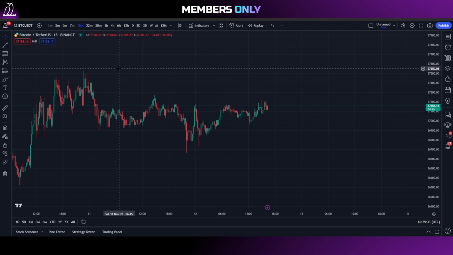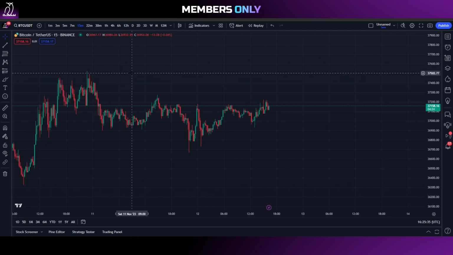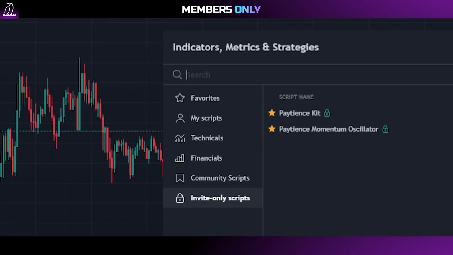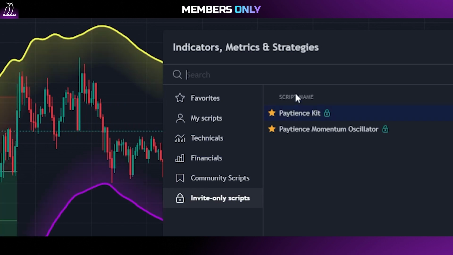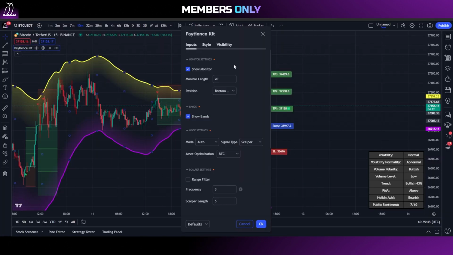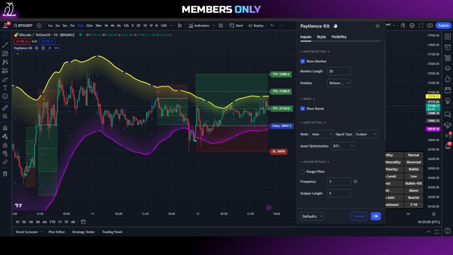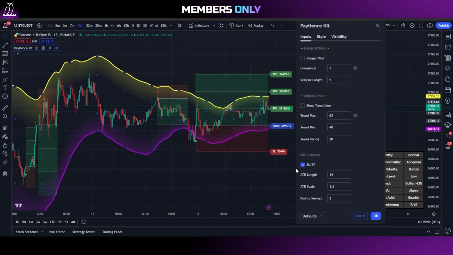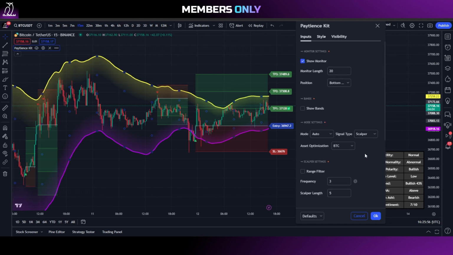In this one, we're going to cover the Paytience monitor indicator. Now, this is part of the Paytience kit. So we're going to go to our indicators tab, invite only scripts, Paytience kit. Then we're going to click X. And now we're actually going to turn off everything that isn't the monitor. So let's turn off the bands and let's turn off the stop loss and take profit levels.